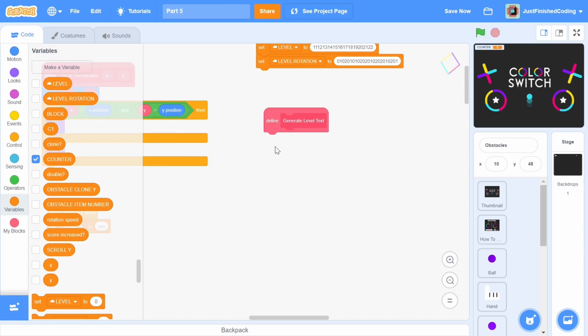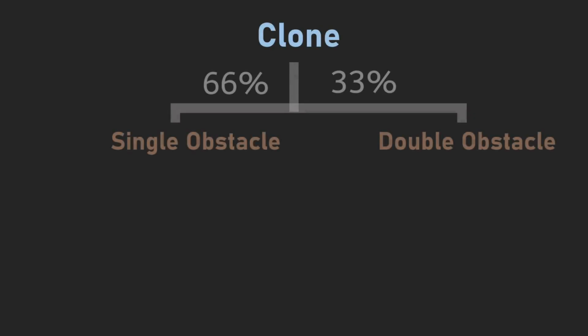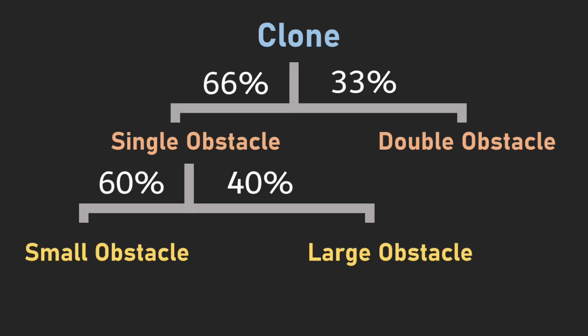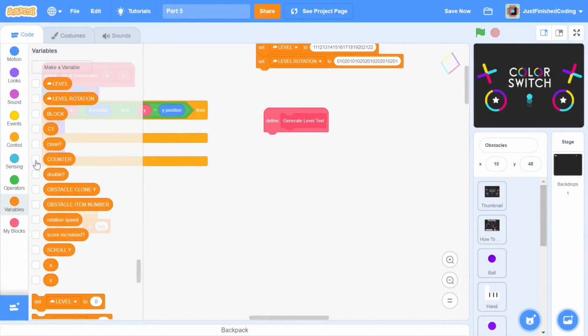So I'll be creating the obstacles in the following way. I'll give a 33% chance for it to be one of the double obstacles and a 66% chance for it to be one of the single obstacles. Now within the 66% chance, I'll have a 60% chance of it being one of the small obstacles and a 40% chance of being one of the large obstacles. This should be pretty easy to put into practice.